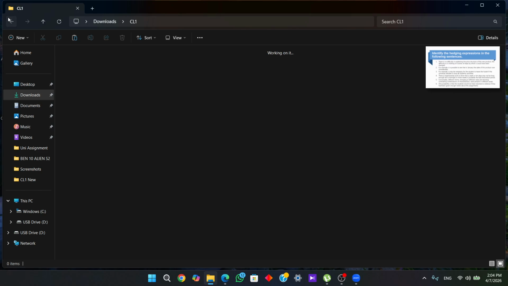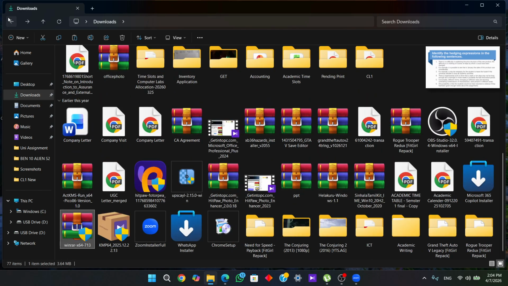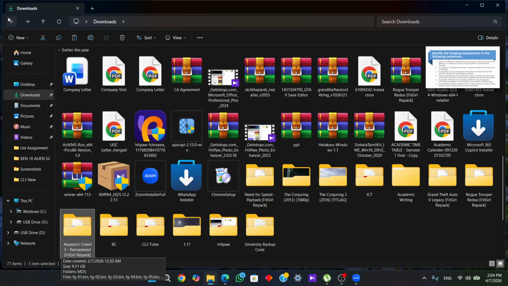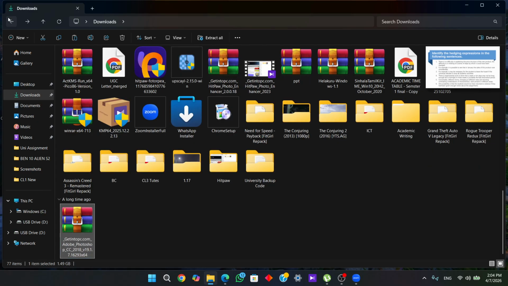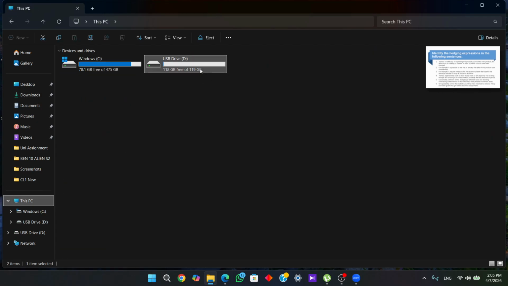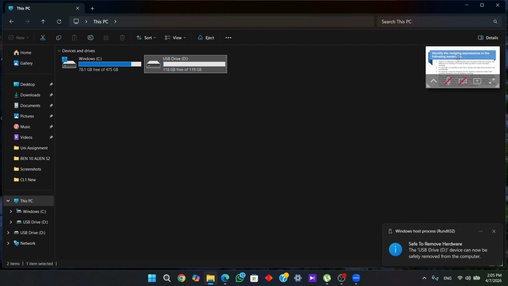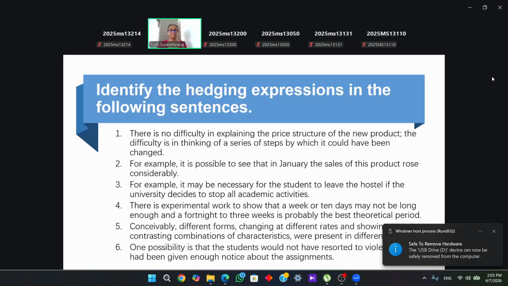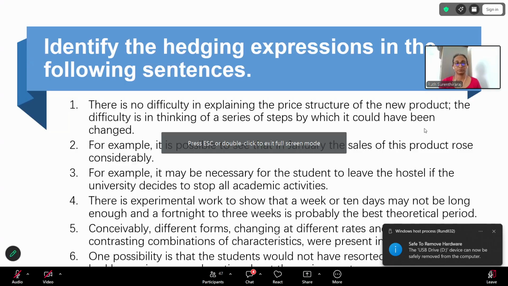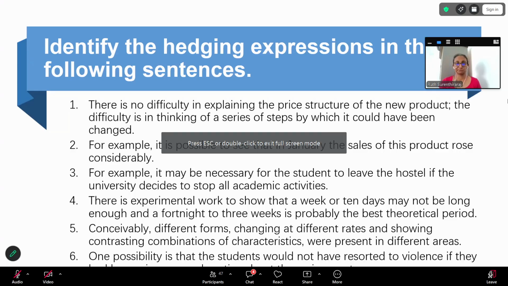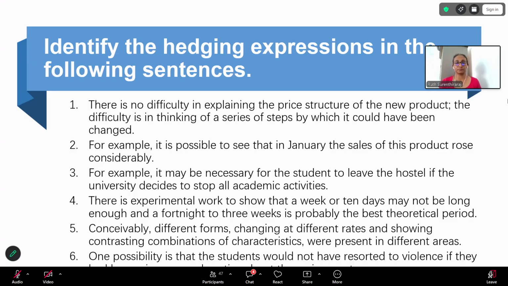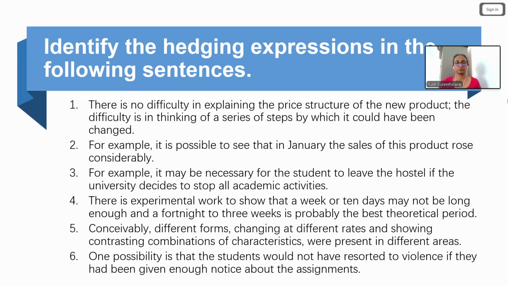Look at 4, 5, and 6. Can you tell me where the hedging expressions are in 4, 5, and 6? In sentence 4, what is the hedging expression there?